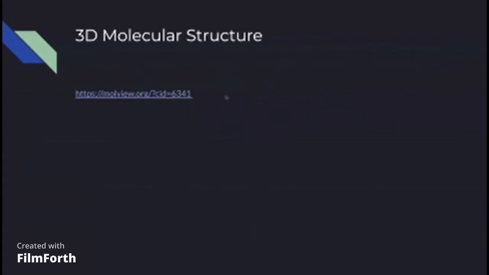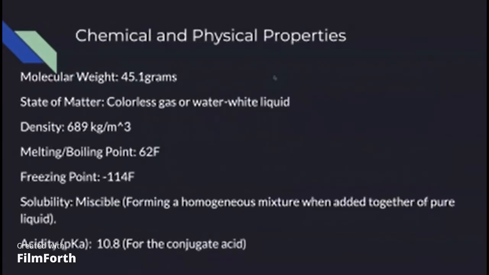So now that we have seen the 3D molecular structure, let's look at some of the chemical and physical properties that make ethylamine what it is. The molecular weight of ethylamine is 45.1 grams. The state of matter that ethylamine can be found in at standard room temperature and pressure is a colorless gas, or if it is in the form of a liquid, it will be water white, which can also be indicative of its solubility.